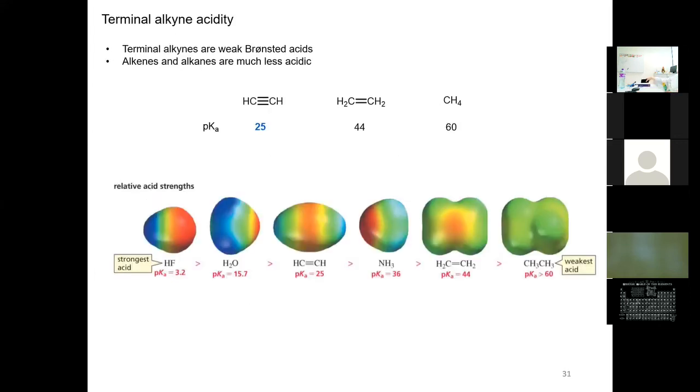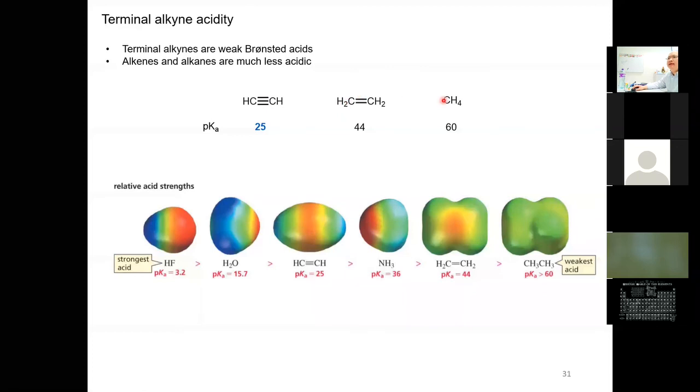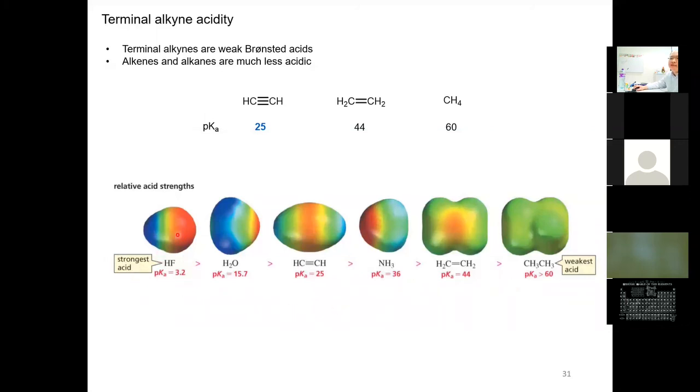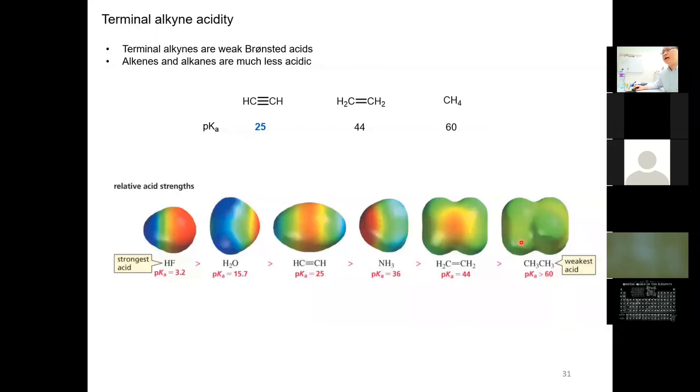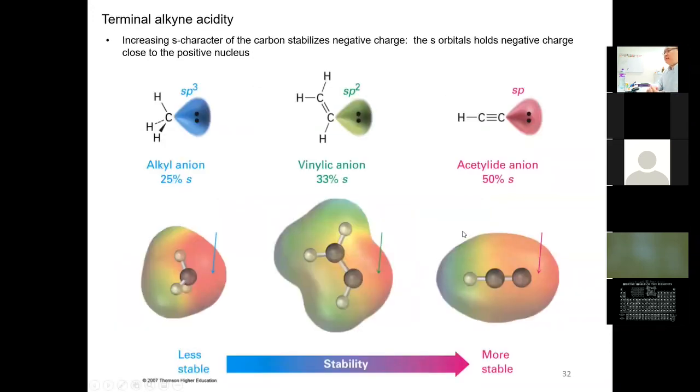Okay, next we are going to cover the terminal alkyne acidity and its special reactions with terminal alkynes. Why the alkyne has a reactivity that is different from alkene is because the alkyne CH bond is much more acidic than the alkenes and the alkanes. If you look at the pKa value here, remember, the lower the pKa value, the higher the acidity. HF is the strongest acid, and the alkane has a pKa of more than 60, so it's a very weak acid. The alkyne is quite acidic. It's less acidic than water, but more acidic than ammonia, and much more acidic than the alkenes and the alkanes.